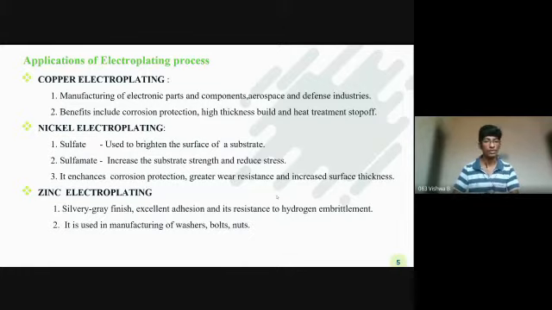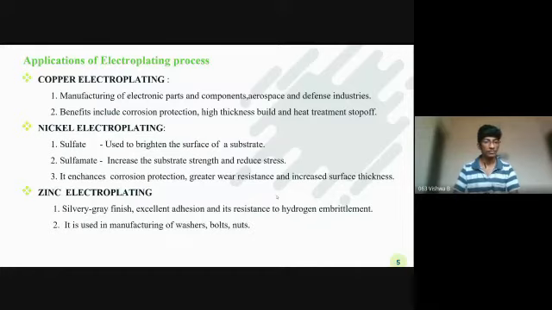Coming to nickel electroplating, it has two types: sulfate and sulfamate. Sulfate brightens the surface of the substrate. The substrate is the substance or layer of the object. Sulfate is used to brighten the surface, but sulfamate is used to increase the substrate strength and reduce the stress. So it doesn't brighten the surface but increases strength and reduces stress. It enhances corrosion protection, creates wear resistance, and increases the surface thickness.